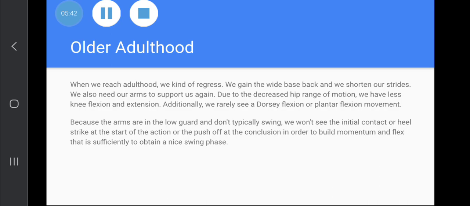Due to the decreased hip range of motion, we have less knee flexion and extension. Additionally, we rarely see a dorsiflexion or a plantar flexion movement. Because the arms are in the low guard and don't typically swing, we won't see the initial contact or heel strike at the start of the action or the push off at the conclusion in order to build momentum and flex sufficiently to obtain a nice swing phase.